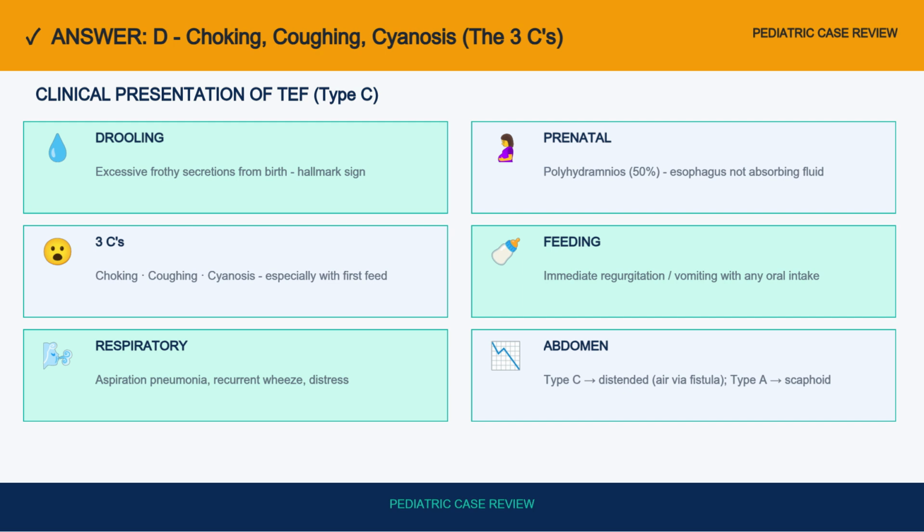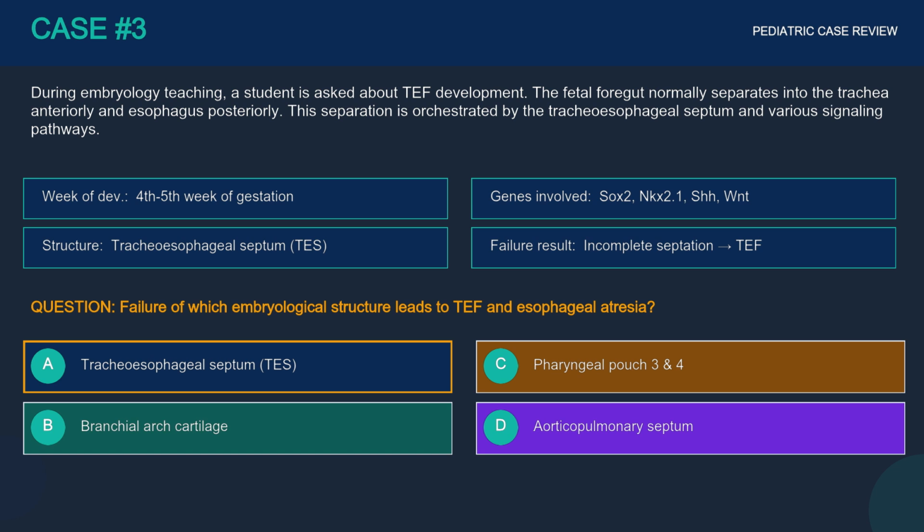In type C, the abdomen is distended because air passes via the fistula into the gastrointestinal tract, while in type A it appears scaphoid. Case 3. During embryology teaching, a student is asked about tracheoesophageal fistula development. The fetal foregut normally separates into the trachea anteriorly and the esophagus posteriorly. This separation is orchestrated by the tracheoesophageal septum and various signaling pathways, including SOX2, NKX2.1, sonic hedgehog, and WNT.